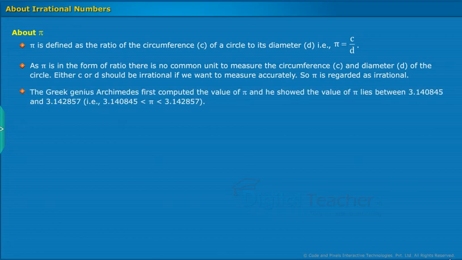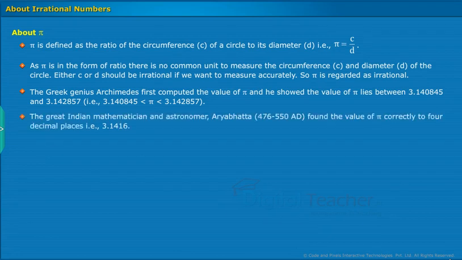The Greek genius Archimedes first computed the value of pi, and he showed the value of pi lies between 3.140845 and 3.142857. The great Indian mathematician and astronomer Aryabhatta, 476 to 550 AD, found the value of pi correctly to 4 decimal places, that is, pi equals 3.1416.